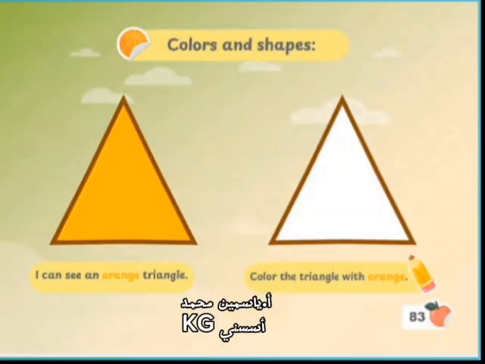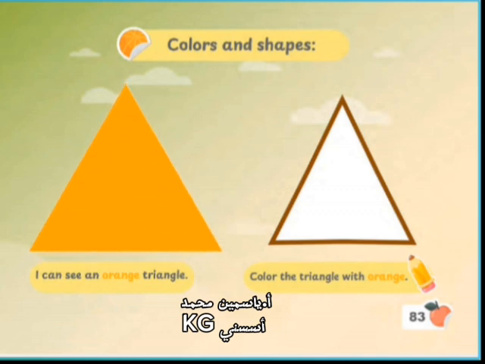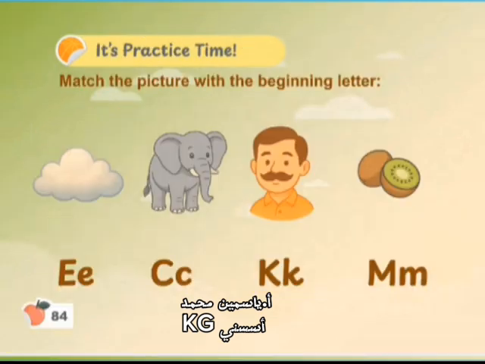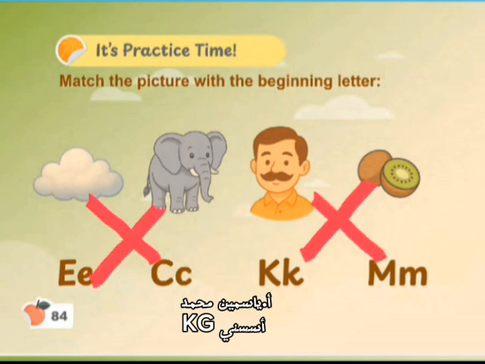Page 83. Colors and shapes. I can see an orange triangle. Color the triangle orange. Page 84. It's practice time. Match the picture with the beginning letter. Cloud, elephant, man, kiwi.